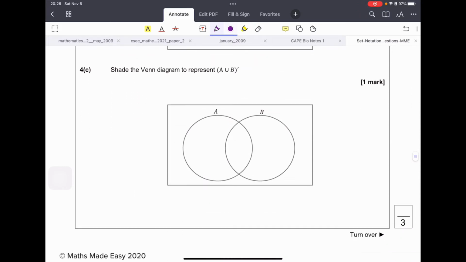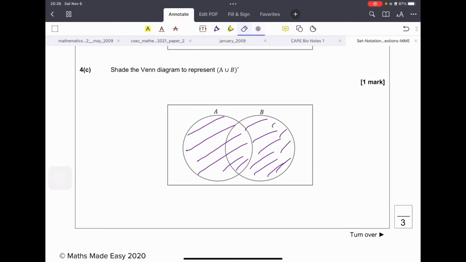Finally, shade the Venn diagram to represent A union B prime. Right, so this now is everything that is not in A union B. So the first thing we need to find is A union B. And we know this. This is actually all of this here that is shared by A union B. That is A union B. A and B put together.